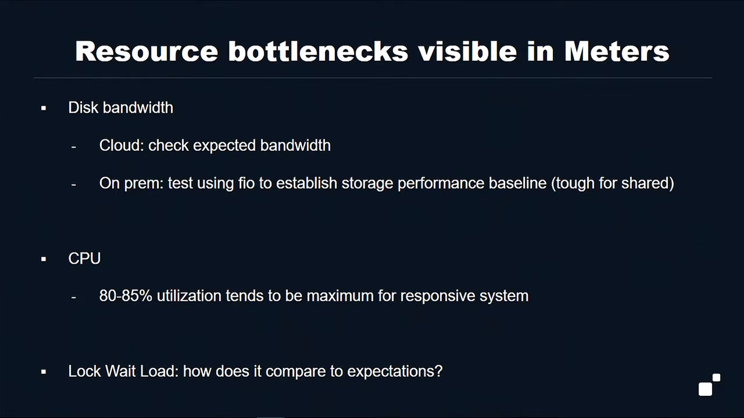So in terms of disk bandwidth, on the cloud, it's easy. On the cloud, the public clouds document how much disk bandwidth you should expect to be getting from your volumes. And our experience is that what they document is pretty close to what you get. So check your bandwidth, check your IOPS, make sure they fit within what your expectation is. It could be you're exceeding that, in which case you have a disk bottleneck that you've created.